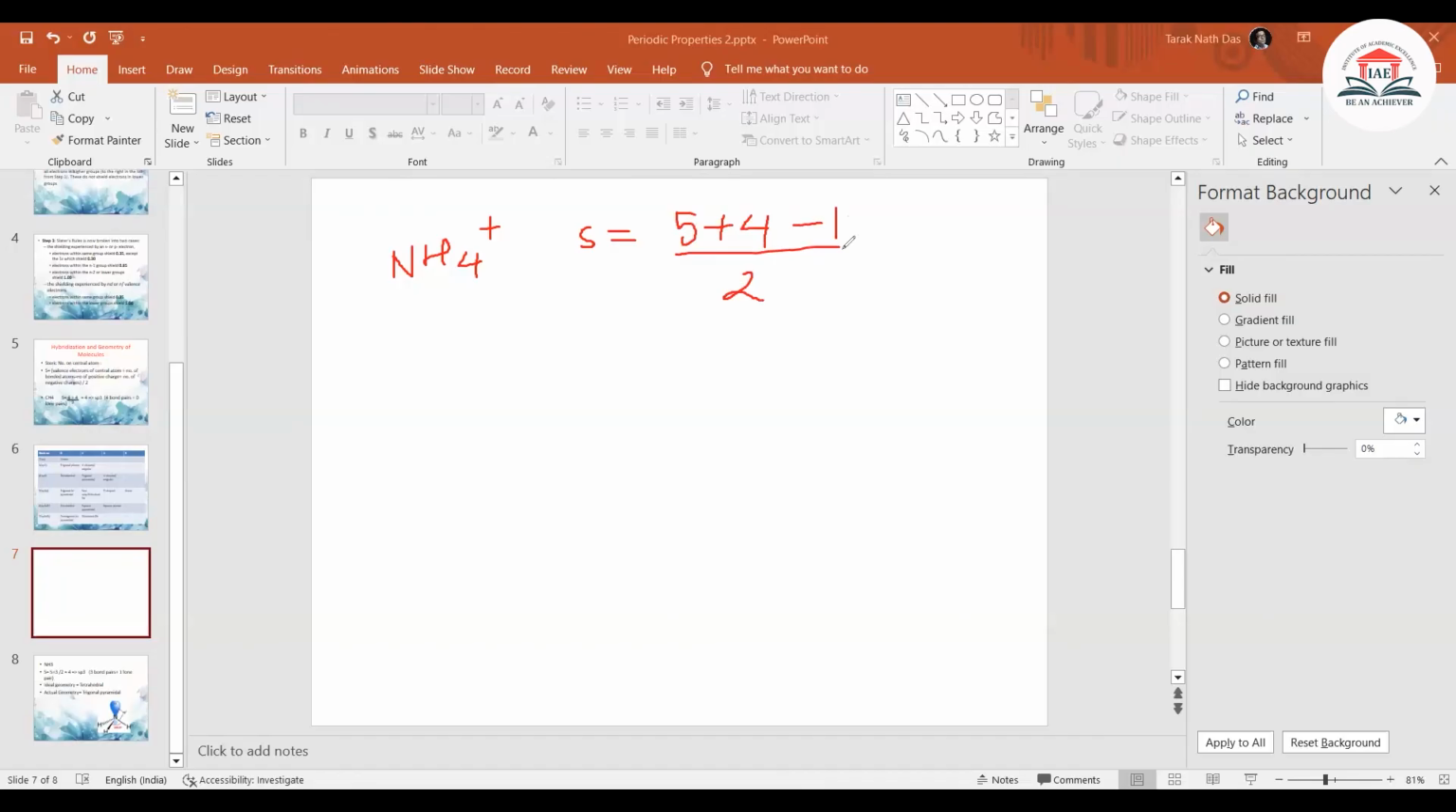Right? Then what does it come to? 8. So it will be 4, and 4 means sp3, with 4 bond pairs and no lone pairs, so this is tetrahedral. So the structure is like this: N with H, and all 4 bond pairs, no lone pairs are there, so this will be like NH4, and here a plus like this. Okay?